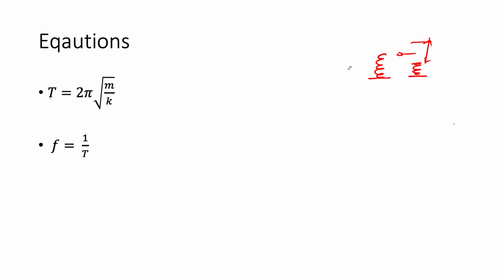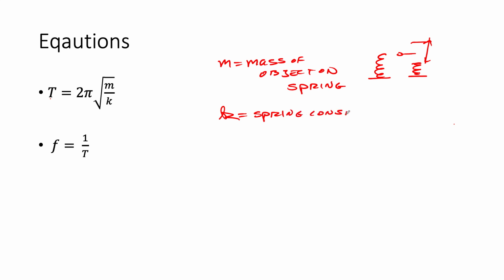The period that it vibrates is not related to length, but the mass. So m is mass, and that's the mass of the object on the spring. And we know that K is the spring constant. Two pi is normal, so T is the period.